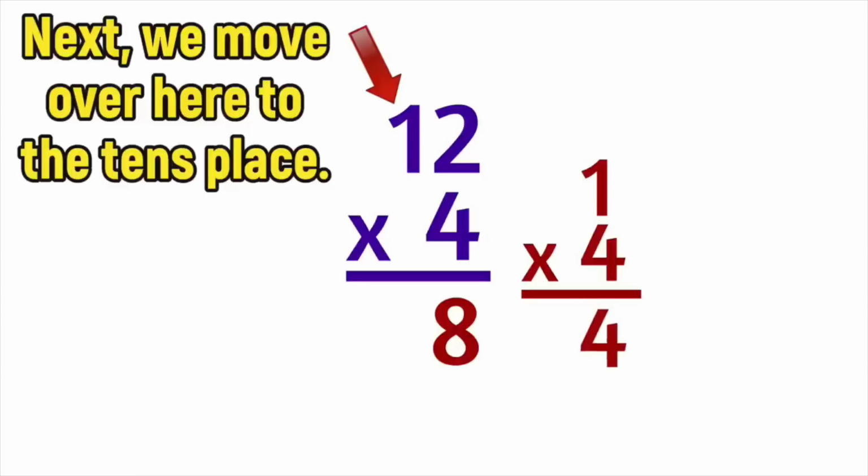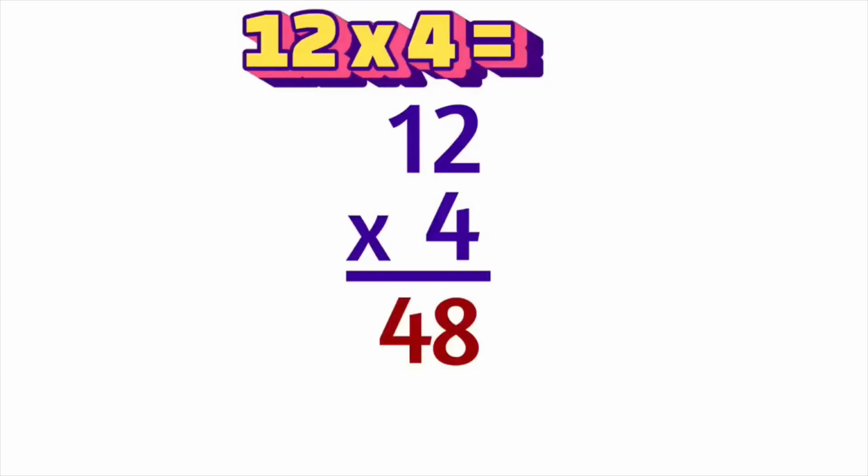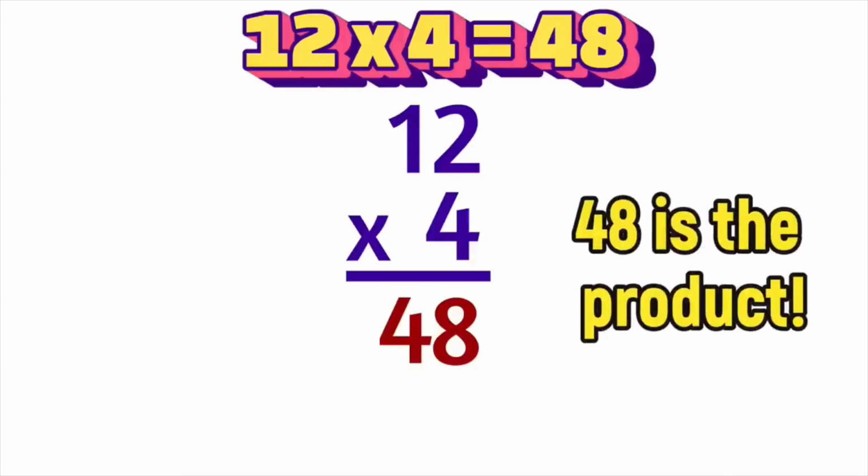Yep, 4. It's the number 4 one time. So we'll write the number 4 here in the tens place because we were multiplying the tens. And that's it. We have our answer. 12 times 4 equals 48. Clancy is ordering 48 cupcakes. Wow! 48 is the product.